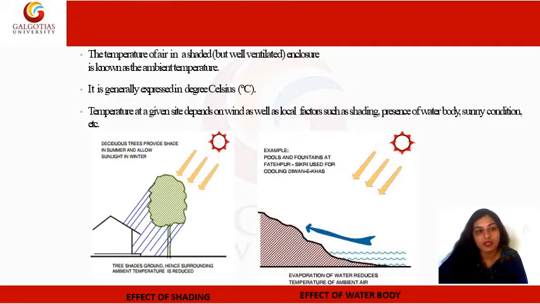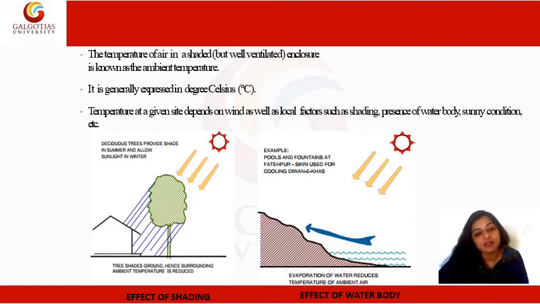Now start with the second factor, that is ambient temperature. The temperature of air in a shaded but well ventilated enclosure is known as ambient temperature. Ambient temperature is the average temperature surrounding something, whether inside or outside. In relation to weather, the ambient temperature is the same as the current temperature at any location. It is generally expressed in degrees Celsius. Temperature at a given site depends on wind as well as local factors such as shading, presence of water body, sunny location, etc.